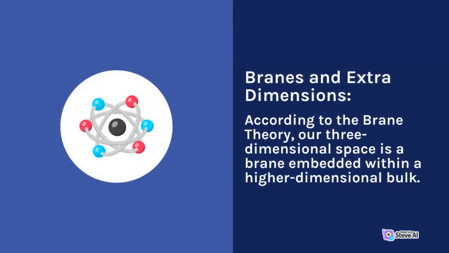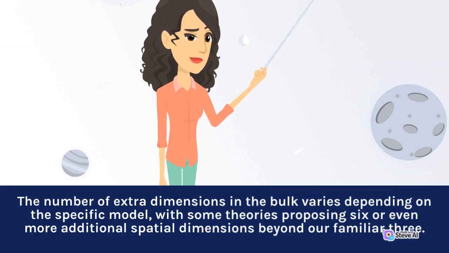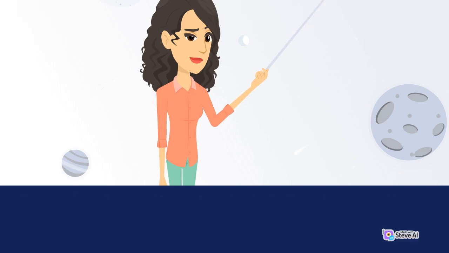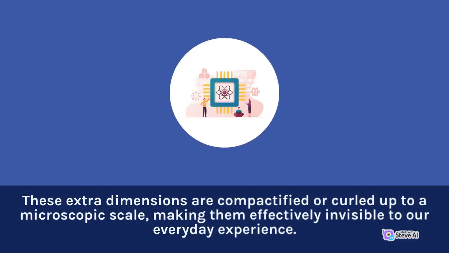Branes and extra dimensions. According to the brane theory, our three-dimensional space is a brane embedded within a higher dimensional bulk. The number of extra dimensions in the bulk varies depending on the specific model, with some theories proposing 6 or even more additional spatial dimensions beyond our familiar 3. These extra dimensions are compactified or curled up to a microscopic scale, making them effectively invisible to our everyday experience.